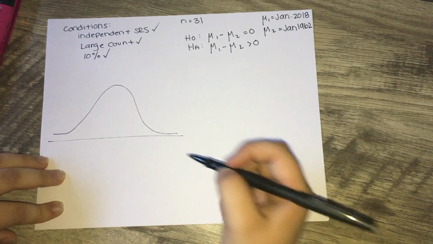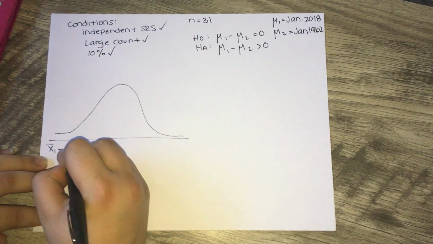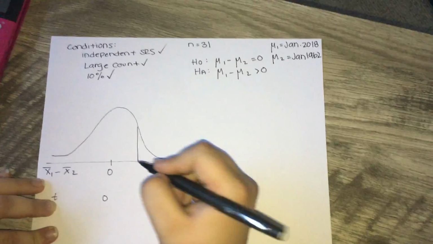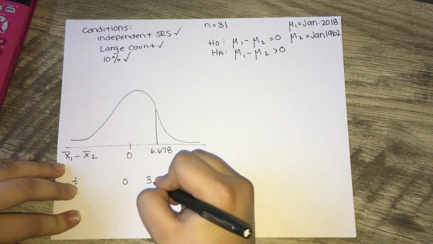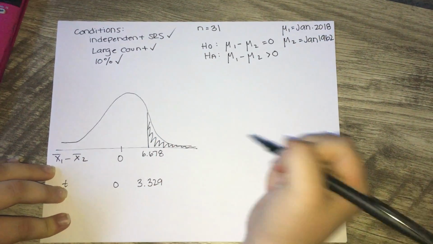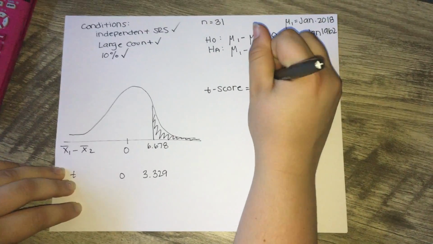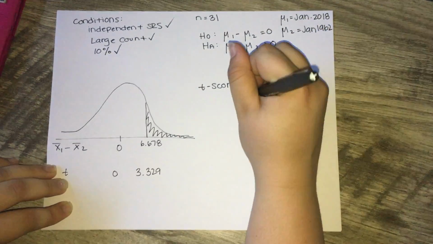Now we're going to put this information into a graph. On the top scale, our null is represented as 0, and our alternative is represented as 6.678. This number was obtained by subtracting mean 2 from mean 1. Our t-scale is directly below, also with 0 as the null, and 3.329 as the alternative. This value was obtained using the test statistic formula.